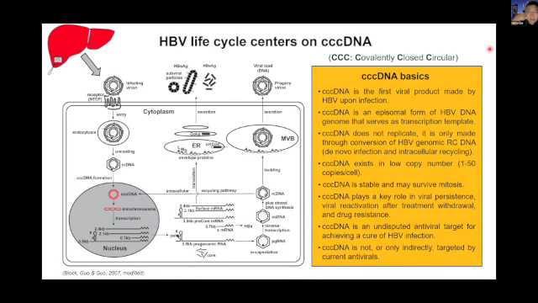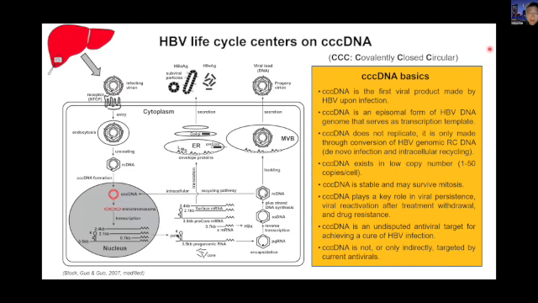cccDNA itself doesn't replicate. It's only made through conversion of the HBV genomic rcDNA, either through de novo infection or the intracellular recycling pathway. The cccDNA exists in a low copy number, around 1 to 50 copies per cell. cccDNA is thought to be stable and may survive cell division.